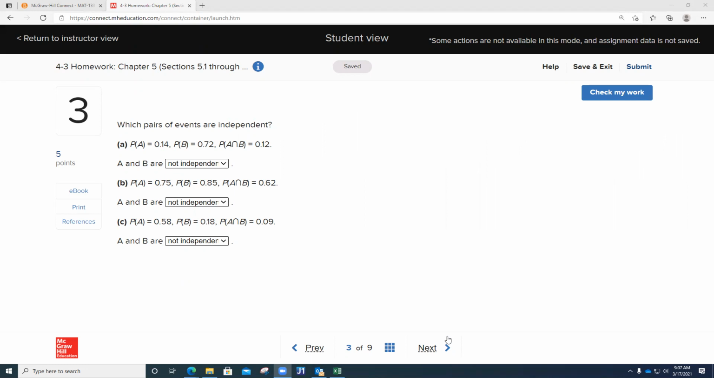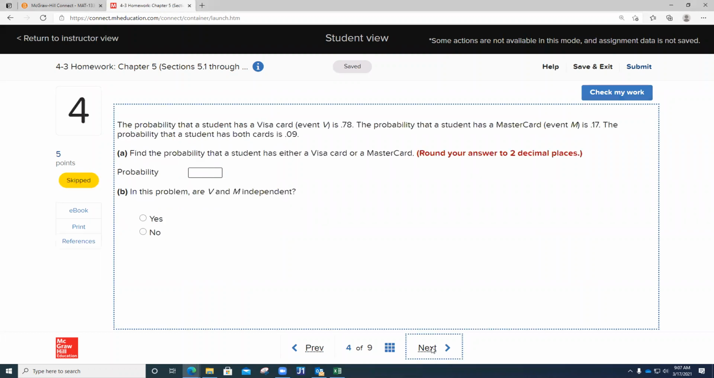Don't confuse that with mutually exclusive. Mutually exclusive means there is no and, right? So there's a difference there.